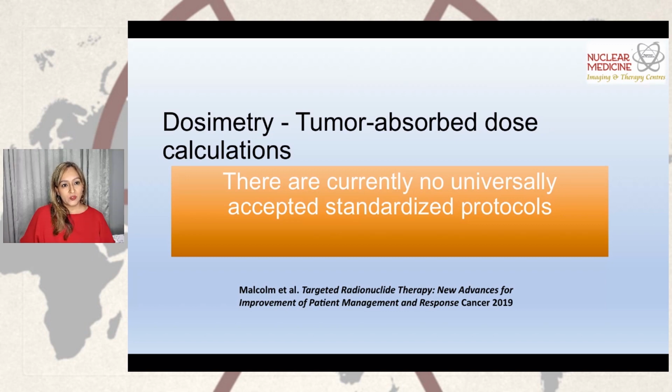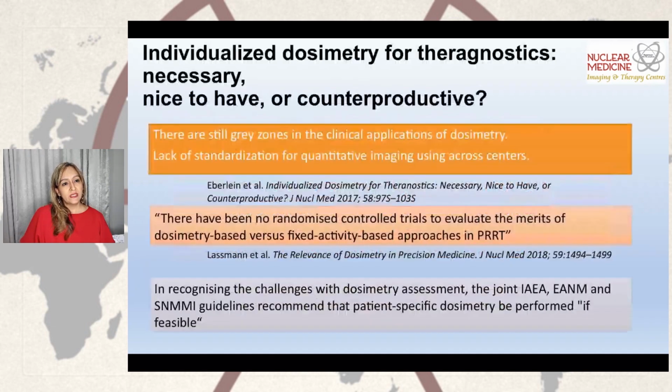Dosimetry and tumor absorbed dose calculations. Currently, there are no universally accepted standardized protocols. The reason for this is that there is no standardized way of quantifying the dosimetry for these patients, be it patient-specific characteristics, biological or effective half-life, or the imaging time points taken for dosimetry. So we find that the IAEA, EANM, and SNMMI guidelines recommend that patient-specific dosimetry be performed if feasible.